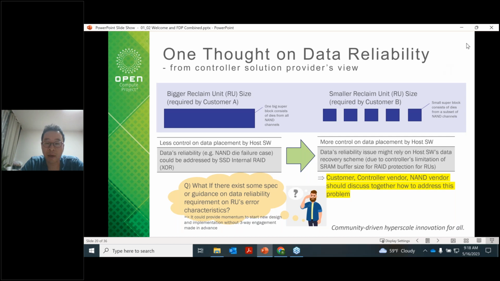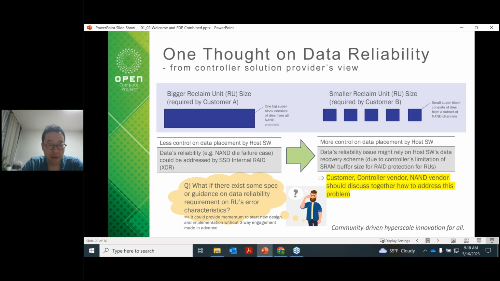As a controller solution provider, I have one idea for promoting the FTP spec and bringing more suppliers into its ecosystem. The FTP spec provides a spectrum of different reclaim unit sizes and numbers of reclaim groups depending on various customer use cases. If customer A adopts one big superblock, which consists of dies from all NAND channels, the host software has less control over data placement, but the data's reliability, which might be threatened by NAND die failure, could be overcome by the SSD's internal RAID recovery more easily.